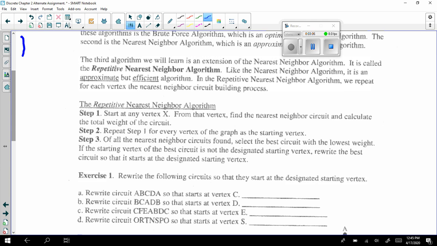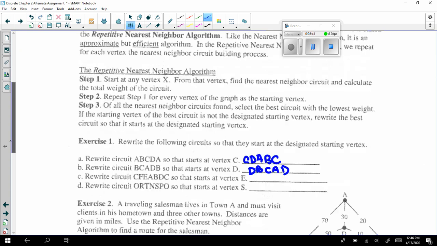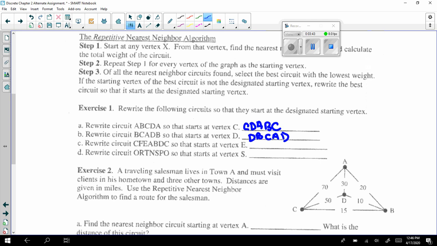And this is why we do this. Let me show you. If I want to rewrite circuit A, B, C, D, A as it starts in vertex C, I'm going to write that as C, D, A, B, C, right? And then rewriting B, C, A, D, B as it starts in vertex D, I rewrite that as D, B, C, A, D. Do you notice I don't repeat the one that's in the beginning and the end? I repeat the new beginning.